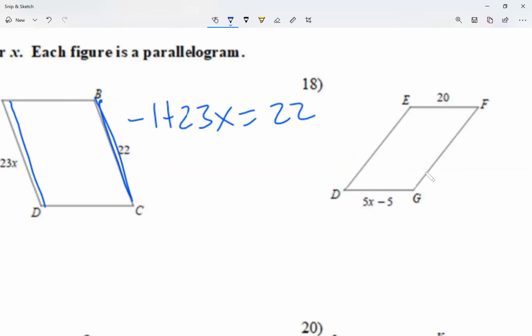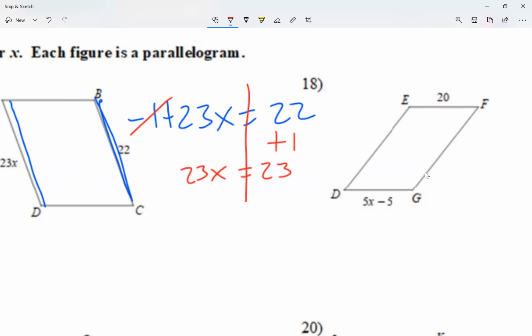Let me change this to red so we can see the work. Remember, when I have an equal sign, I separate the sides through the equal sign. If I have like terms, I can combine them. If not, I'm trying to have the x by itself. So this -1, I'm going to cancel it. I don't want the -1. I'm going to move it to the other side as a +1. I've got to switch signs. So that gives me 23x equal to 23, right? 22 plus 1, that's how I got the 23.